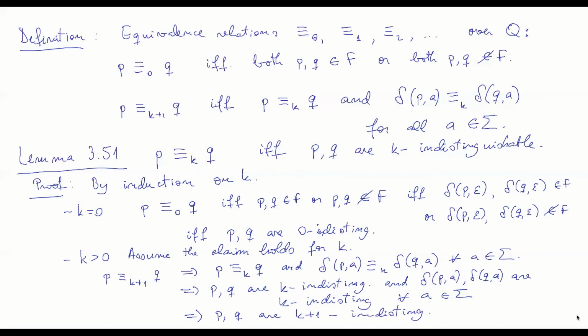So for the other implication, let's take P and Q to be K plus 1 indistinguishable. So just by default, if you cannot distinguish them by looking ahead K plus 1 steps in computation, certainly you cannot do that by looking just K steps. So this is a trivial implication. PQ are K indistinguishable.